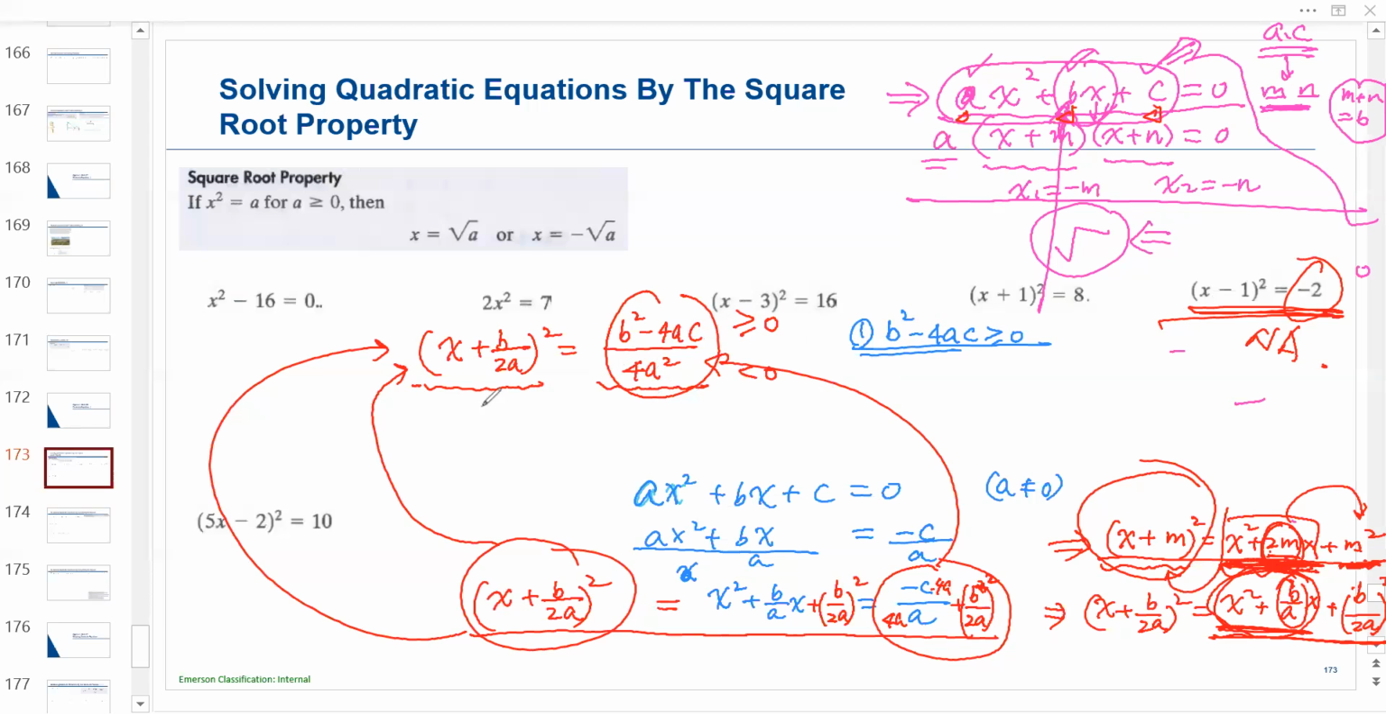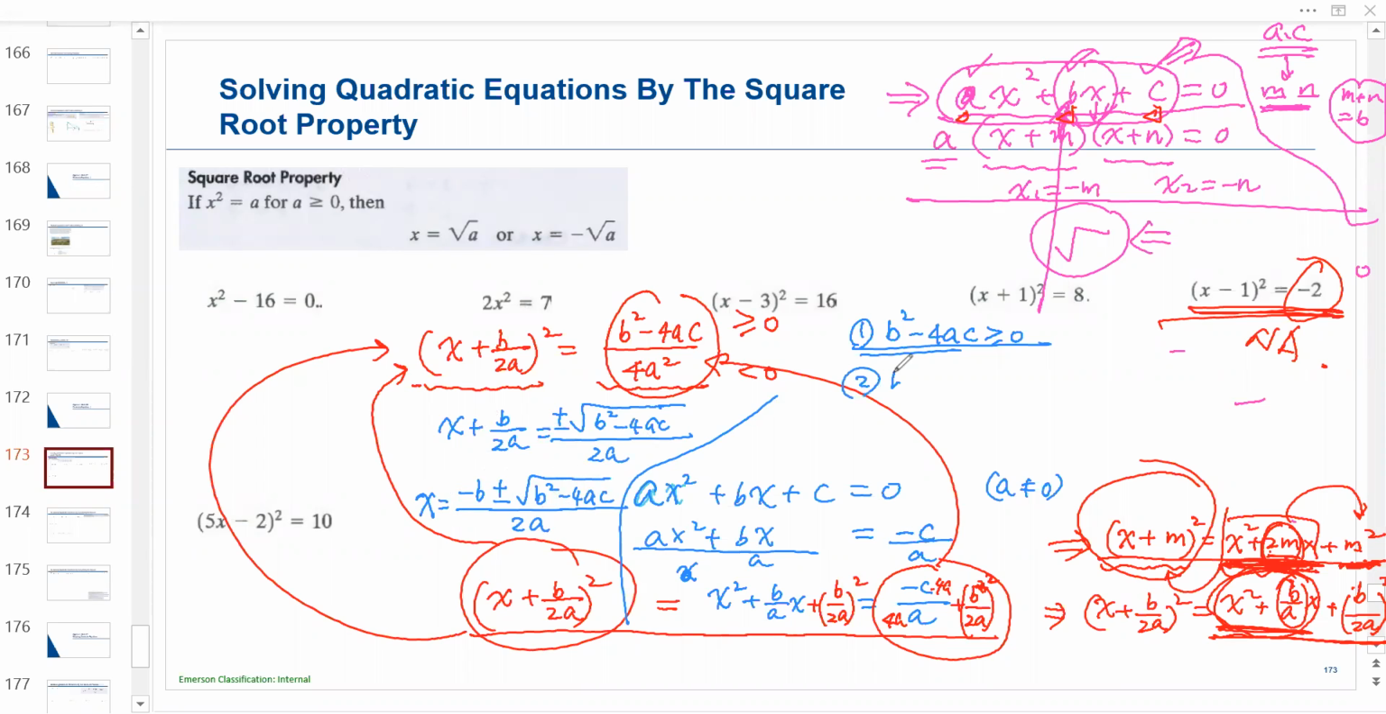If it is greater than 0, what can we do? We can take the square root of both sides. Square root gives positive and negative, right? So there are two of them. The square root of the bottom became 2a. So x equals negative b plus or minus the square root of b squared minus 4ac, over 2a, when this part is greater than or equal to 0.